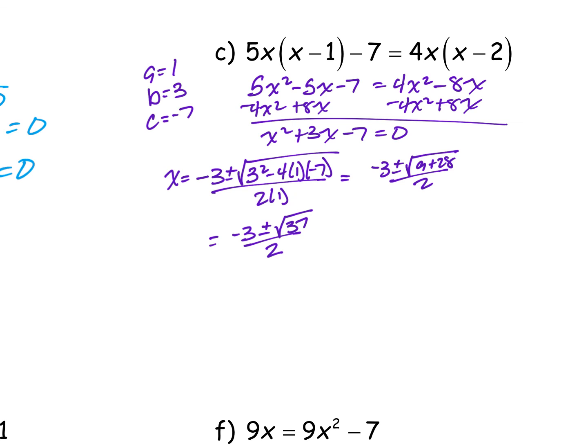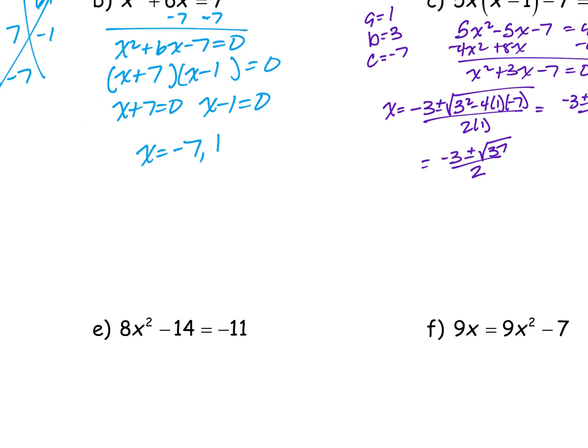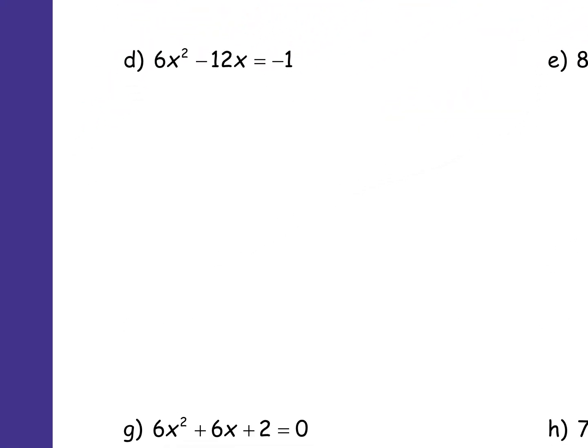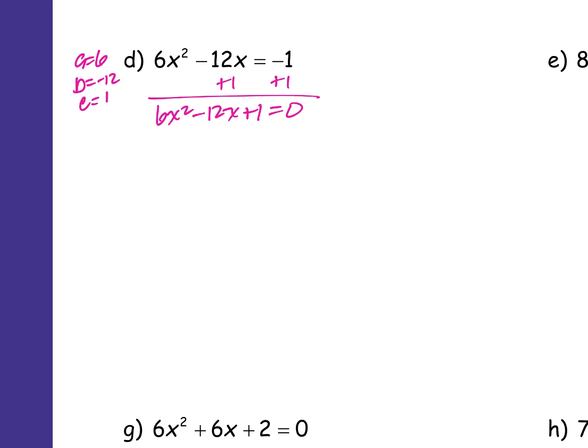Pause for a moment. Everyone okay with that? No questions? Okay. So part D, here we go. I need to add 1. So I've got 6x squared minus 12x plus 1 equals 0. And again, that one doesn't factor. So a equals 6, b equals negative 12, and c equals 1.